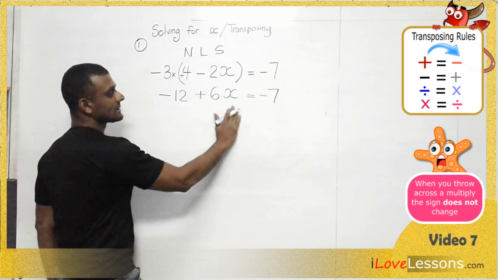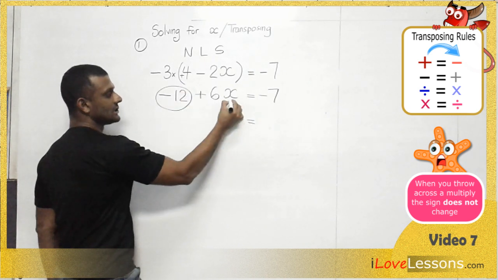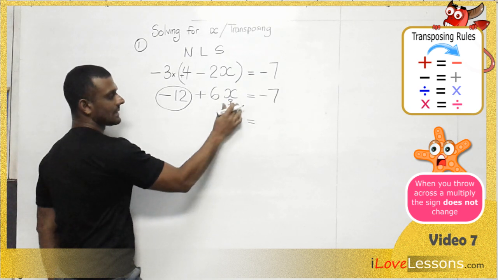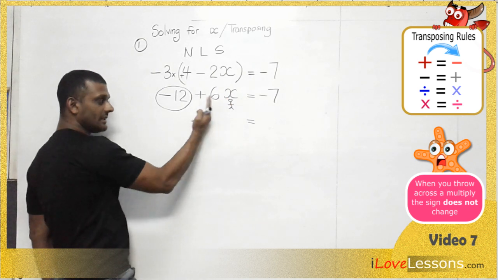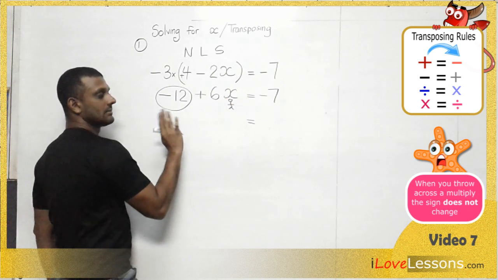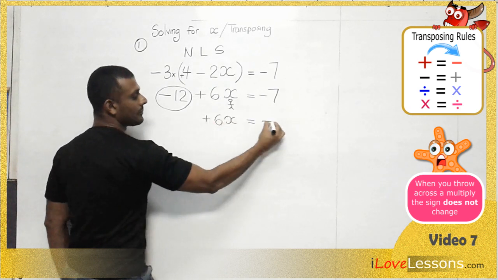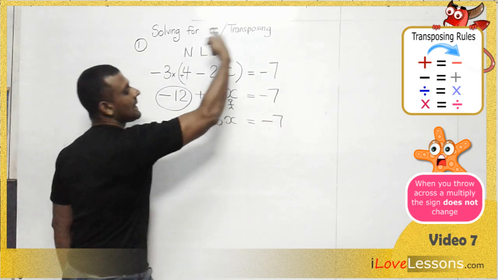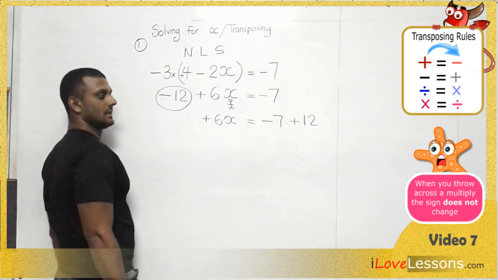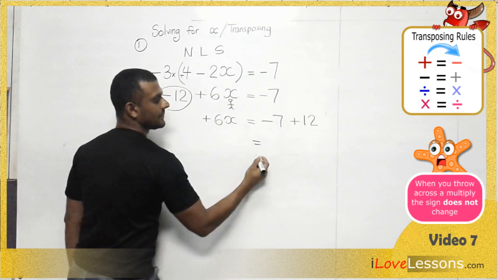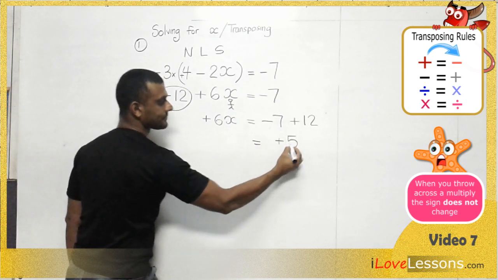Who will you throw across first? You will have to throw across the -12 first, because you are pretending to be the letter X. And the positive 6 is next to you, so that's your friend. And the one that's further away from you is, well, not your friend. So, you have the positive 6, you have -7. Throw across -12, you're going to get positive 12. Add these up. You will get, I believe, positive 5.